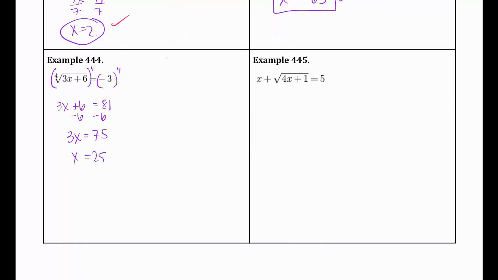All right, if we plug this back in to check it, I get the 4th root of 3 times x, or 3 times 25, or 75, plus 6 equals negative 3, or the 4th root of 81 equals negative 3. Well, if we type the 4th root of 81 in our calculator, I'm going to get 3, which does not equal negative 3. So that tells me that x equals 25 was not a solution. It was extraneous. So we have no solution to this equation.